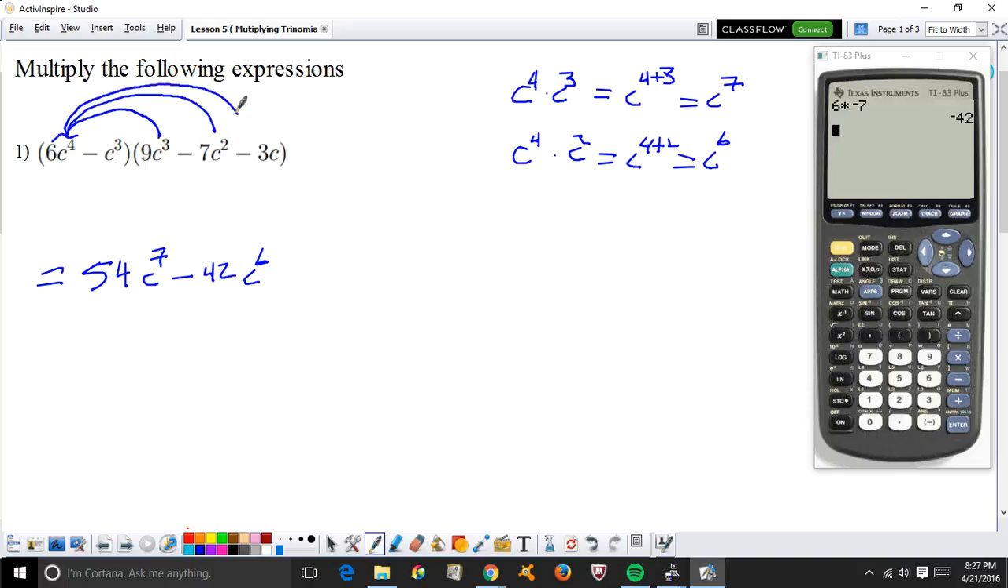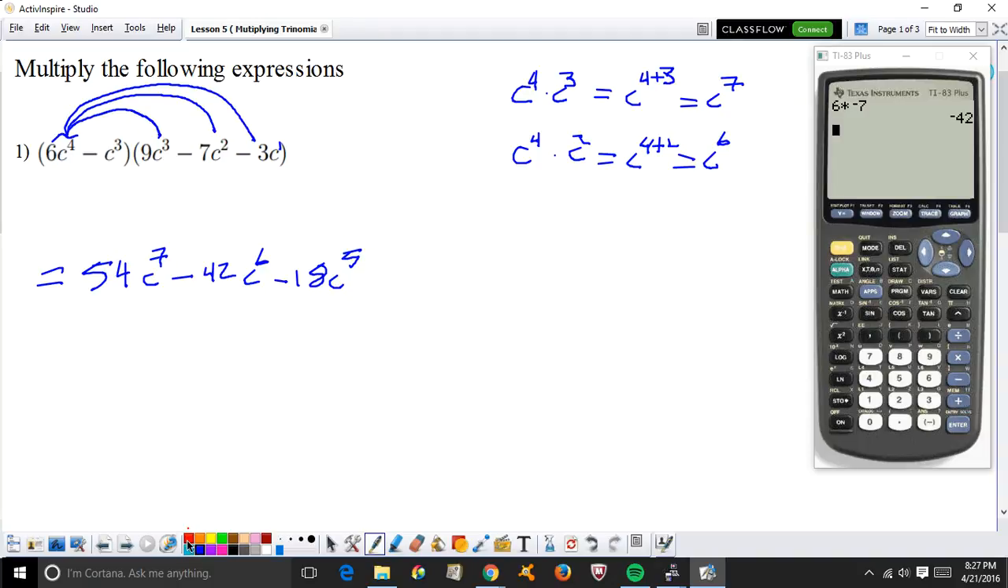Okay, so we gotta finish it off here. So 6 times negative 3 is negative 18. Again, we're just gonna add the exponents now. c to the 4th times c, it's basically saying 4 plus 1, which is c to the 5th. Okay, so we're done distributing the first term.